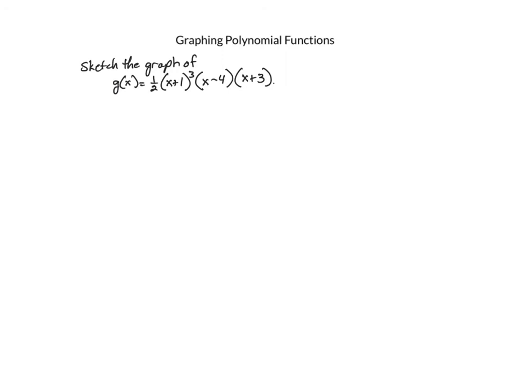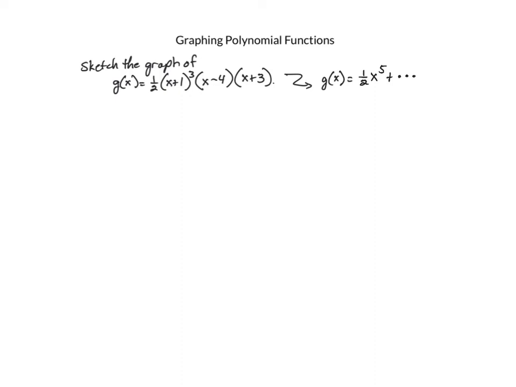Here's our next example. We're going to graph g of x equals 1/2 times x plus 1 to the third times x minus 4 times x plus 3. If we were to multiply that out, what would the leading coefficient or the leading term be? It would be 1/2 times x to the third times x. So we would have 1/2 x to the 5th power plus some other stuff.